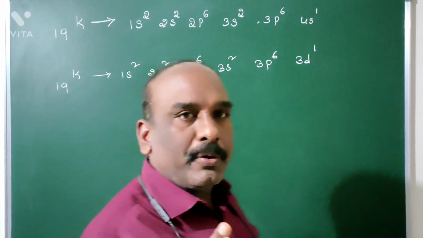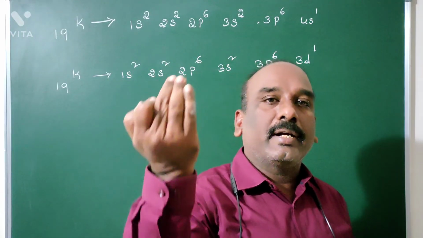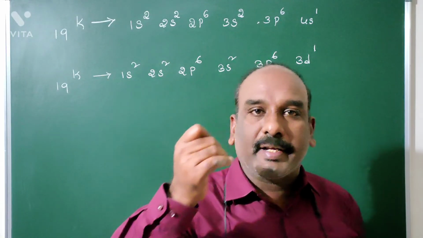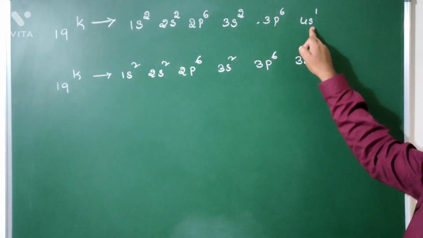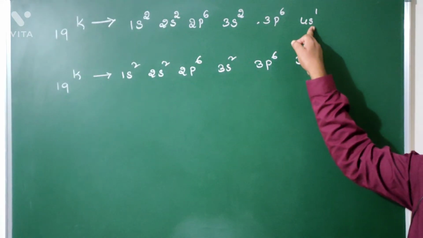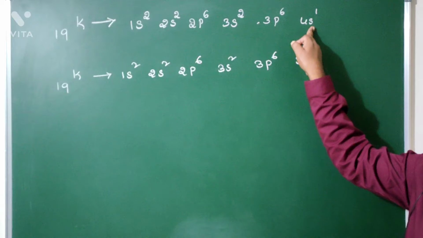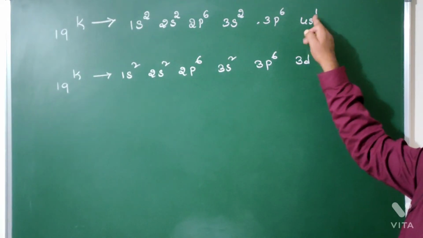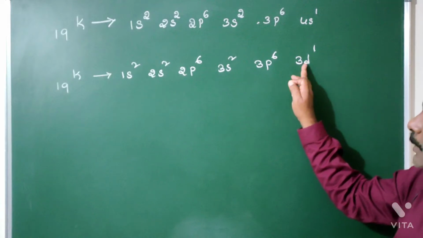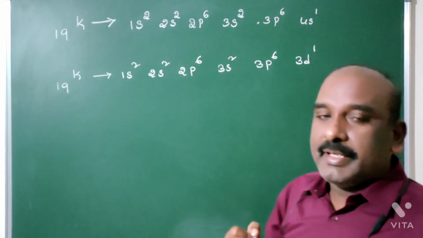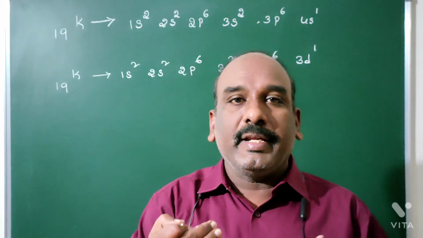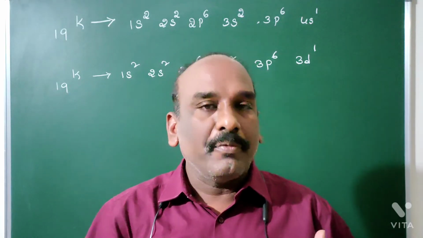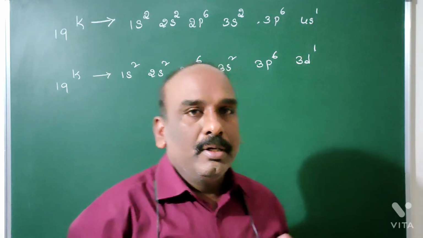Actually, in potassium, the last electron, the 19th electron, is entered in the 4s subshell. Therefore, the electronic configuration is 4s1. Why is the differentiating electron entered in the 4s subshell instead of the 3d subshell? What is the reason? According to the screening effect or shielding effect, we have to discuss this.